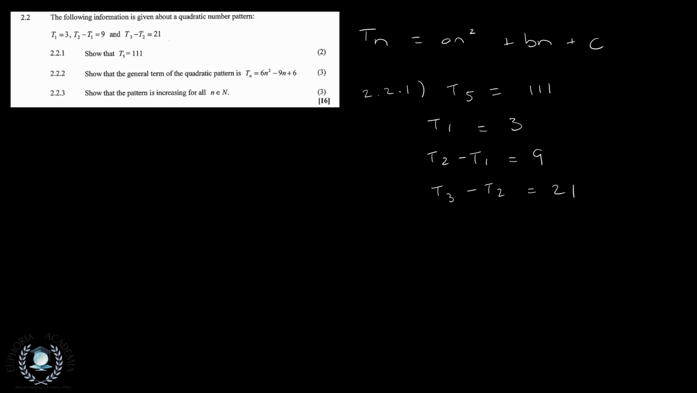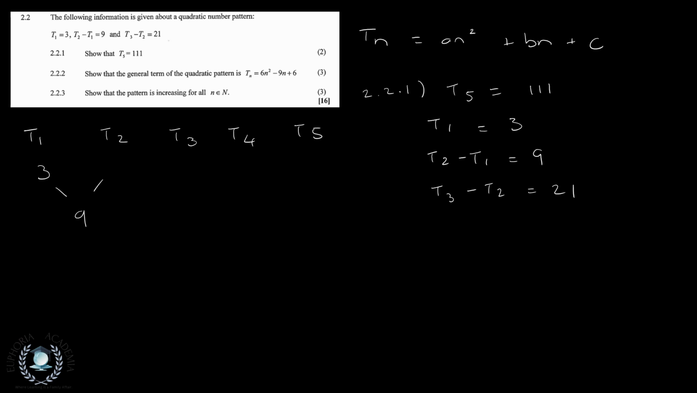Alright, so let us put that into a diagram that will make sense to us. So we're trying to find our fifth term. Alright, so all the way up until T5. We are told that our first term is 3, and the first difference between our first two terms, we're told, is 9.